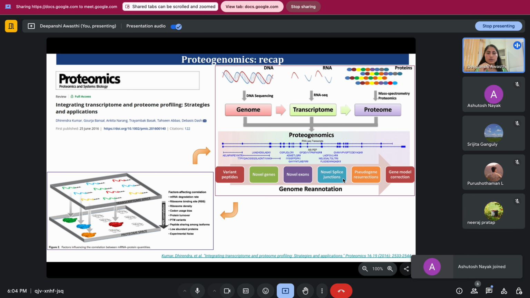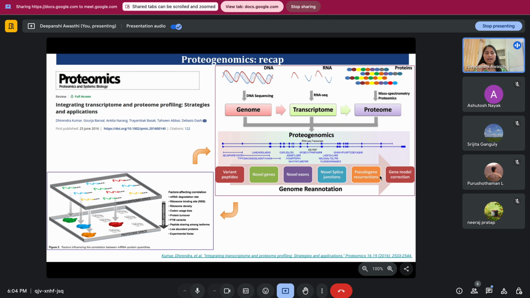Then we can also look into novel splice junctions and pseudogene resurrections. I hope you know about pseudogenes. Pseudogenes are also known as dead genes or inactive genes, we can say. Mostly these are copies of functional genes. In our body we already have a functional gene, and if its copy is present, then that copy is mostly silenced or inactivated, to maintain dosage compensation. In those cases that gene acts as a pseudogene which remains inactive and does not express itself. But in certain scenarios, either due to mutations or some other phenomena, that pseudogene can get activated.